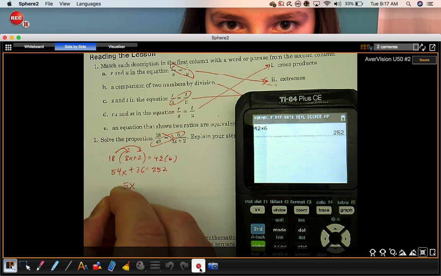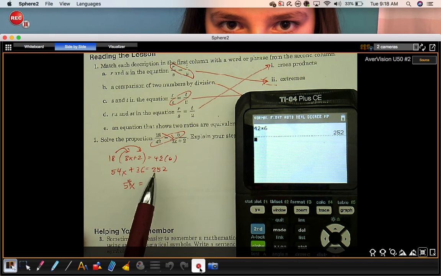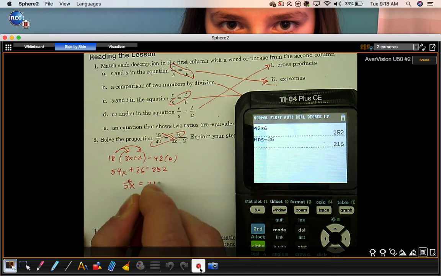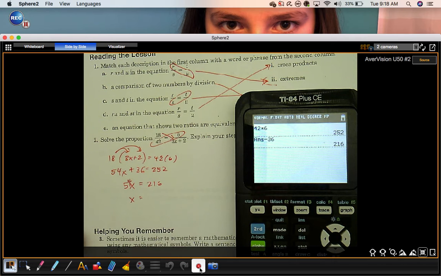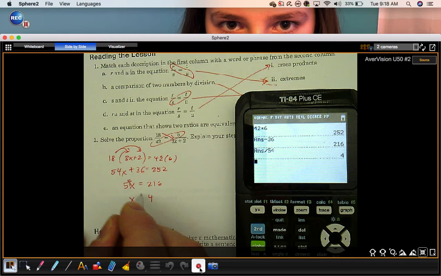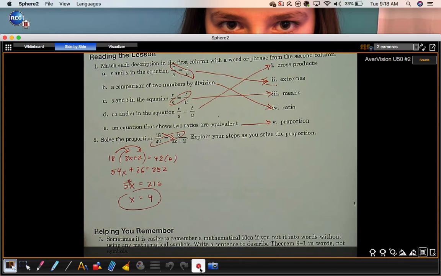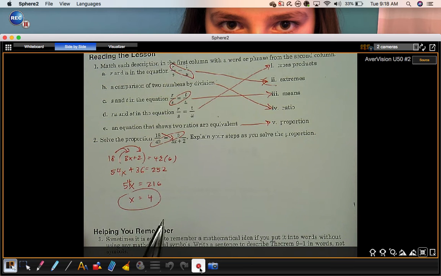We were going to solve for x. So we need 54x to be equal to whatever 252 minus 36 is. Then we're going to divide by 54. X is 4. Now you can check your work.